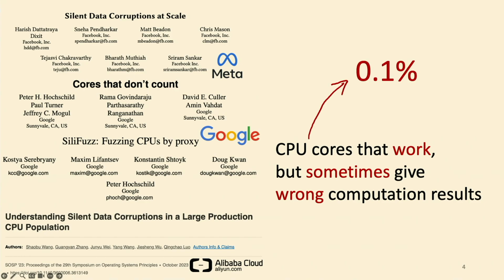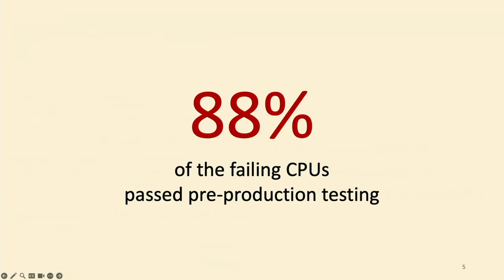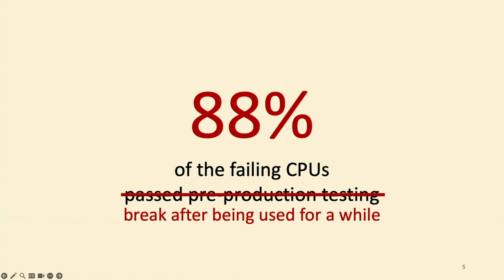And according to a recent talk by Google, actually 0.1% of the CPUs in their data centers are susceptible to such issues, which is a very, very large raw number. To make things even more scary, Google also unveiled that 88% of their failing CPUs initially passed the pre-production testing, which means that they were in good shape when they came out of the factory, but somehow they broke down after being used for a while. So these are some terrifying facts.